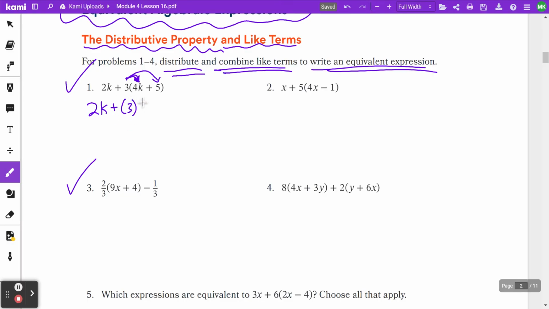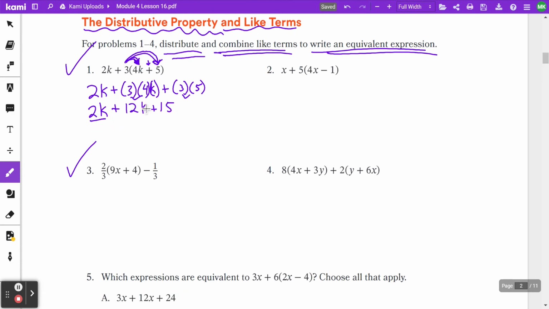Let me just write it all out so you can see it. 3 times 4k plus, see that plus right there? Then I'm going to distribute the 3 to the 5 using multiplication, and that becomes 3 times 5. Now the next step is to multiply everything I can. That 2k, I'm just going to leave hanging out there. Plus, and I can combine these: 3 times 4 times k. That's really what it means. 3 times 4 times k gives me 12k. And then I've got this one here: 3 times 5 equals 15.